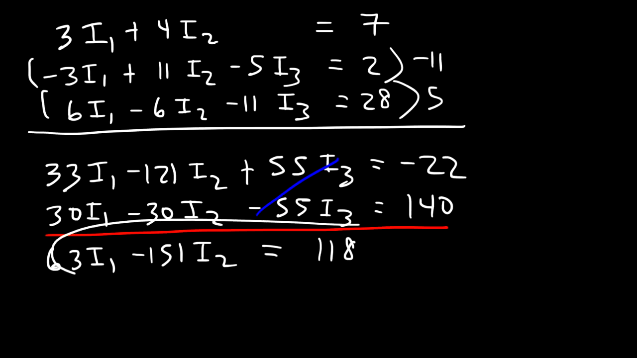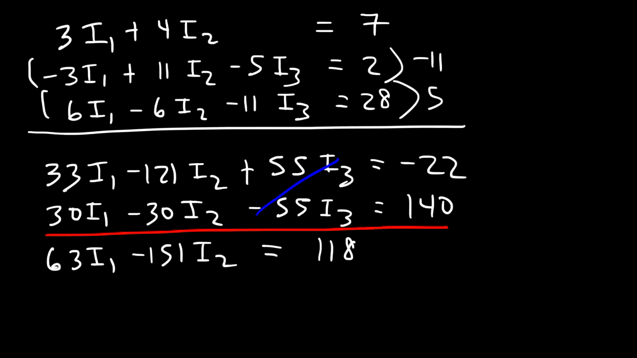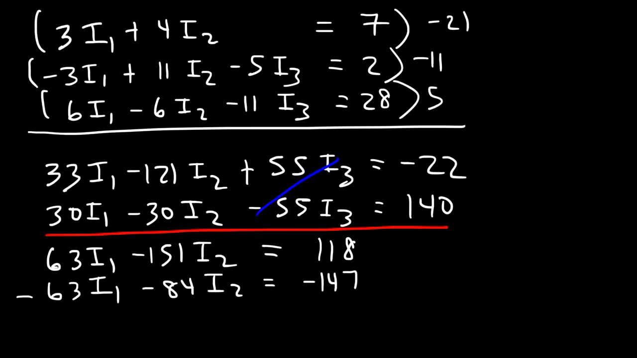So now we need to combine this equation with this one. And so let's focus on canceling I1. So I'm going to multiply the first equation by negative 21, because 3I1 times negative 21 is negative 63I1. And then 4I2 times negative 21. 4 times 20 is 80, and then 1 times 4 is 4, so this is going to be negative 84I2. And then 7 times 21. 7 times 2 is 14, so 7 times 20 is 140. And then 7 times 1 is 7, so this is going to be negative 147.